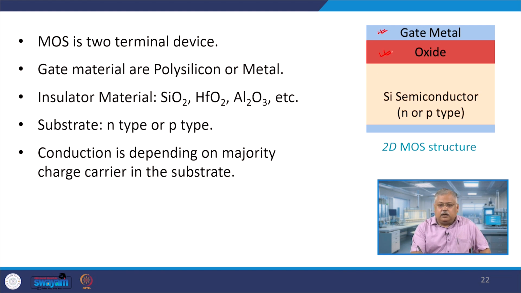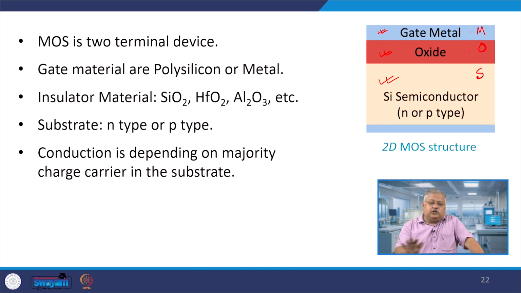Then you have the oxide layer and then you have silicon. So, this is MOS, this is M, this is O, this is S. Your semiconductor can be an N type semiconductor, it can also be a P type semiconductor, correct. And now you have this gate, an oxide material and a semiconductor material available.